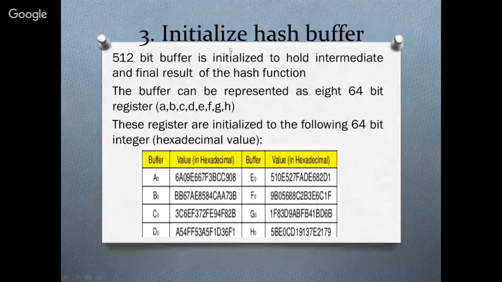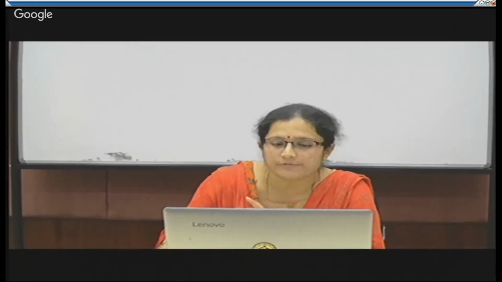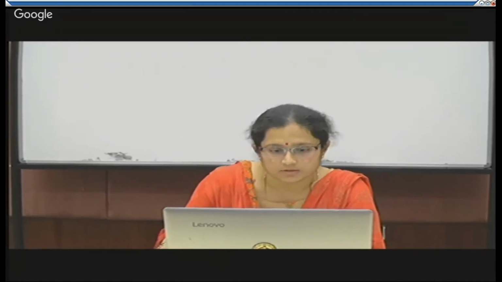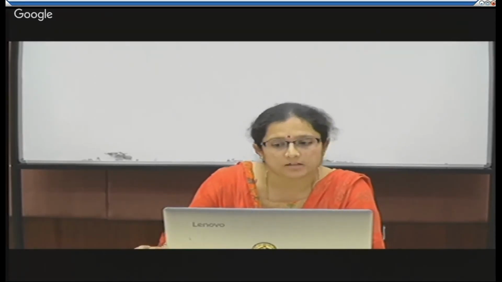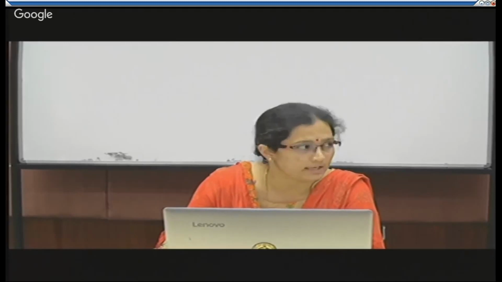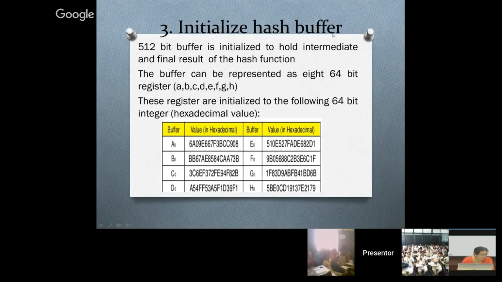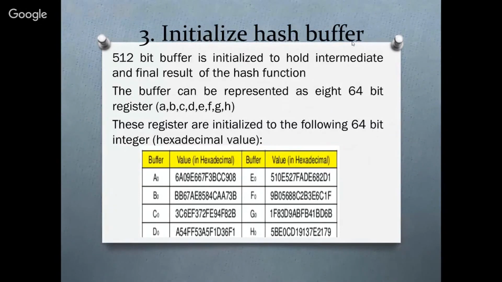The third step is initialize hash buffer. A 512-bit buffer is initialized to hold intermediate and final results of the hash function. This buffer can be represented as eight 64-bit registers. These registers are initialized to the following 64-bit integer hexadecimal values, as shown in the table over here. This hash buffer is used mainly by the round function. As I've already told, each and every round function uses 3 inputs. It also uses a buffer, which is mainly used to store the intermediate results and the final results.